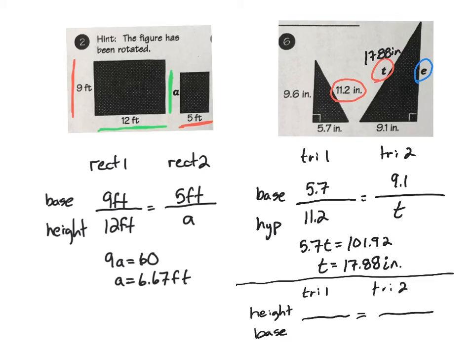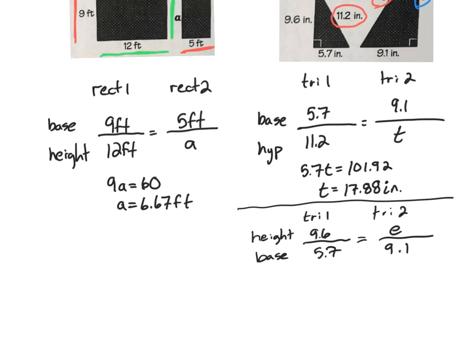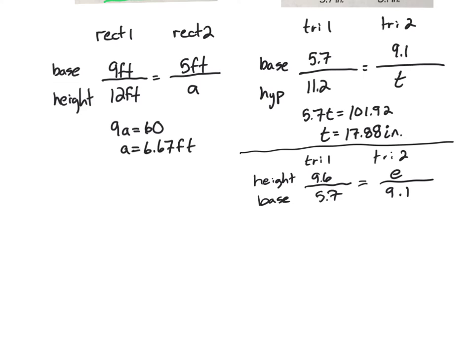So the height of triangle 1 is 9.6. The height of triangle 2 is E. We don't know that one. We have the base of triangle 1 is 5.7. The base of triangle 2 is 9.1. So now we cross multiply. We have 9.6 times 9.1.